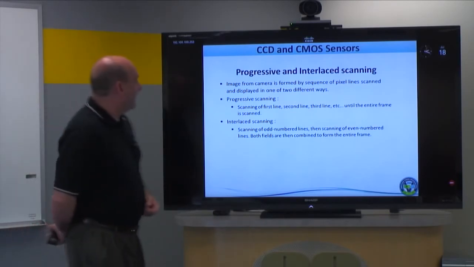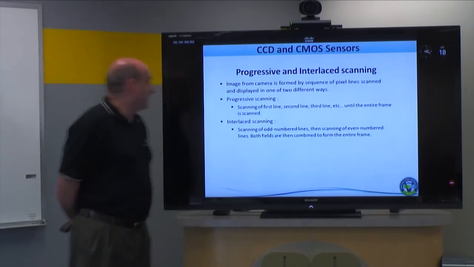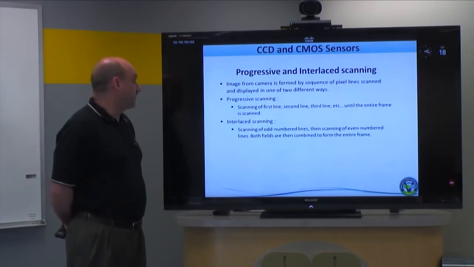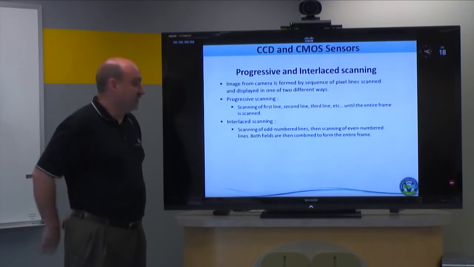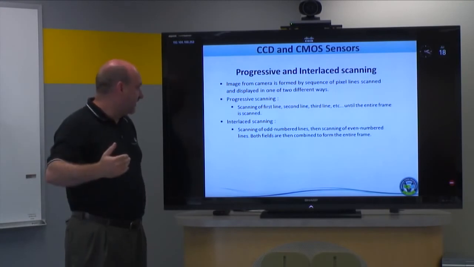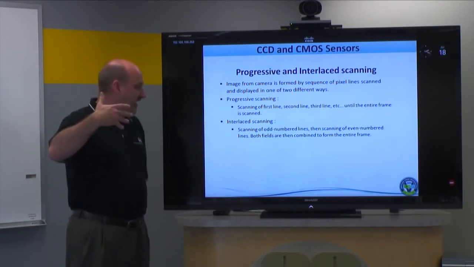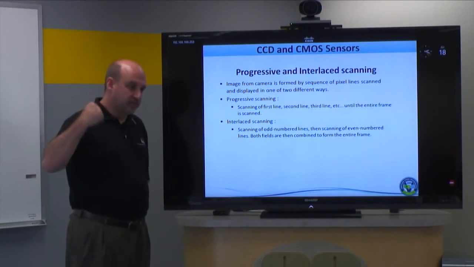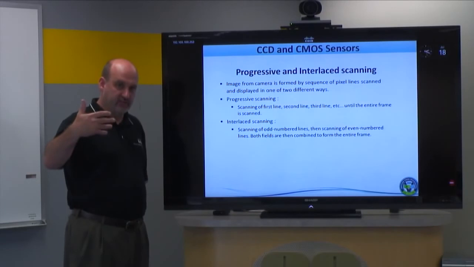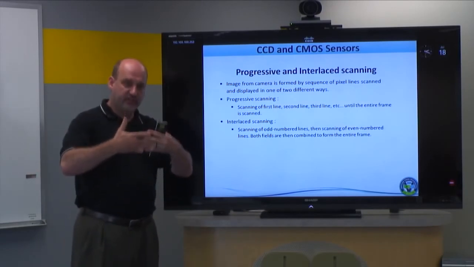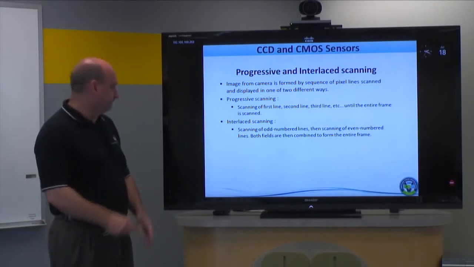So the image from the camera is formed by a sequence of pixel lines scanned and displayed in one of two different ways. Progressive scanning means all the lines are scanned and exposed at the same time and then read out. Interlace scanning means there's an exposure and then a readout of the odd number of lines, and then correspondingly a second exposure and readout of the even number of lines, and the odd and even lines then fit together to make a complete frame.